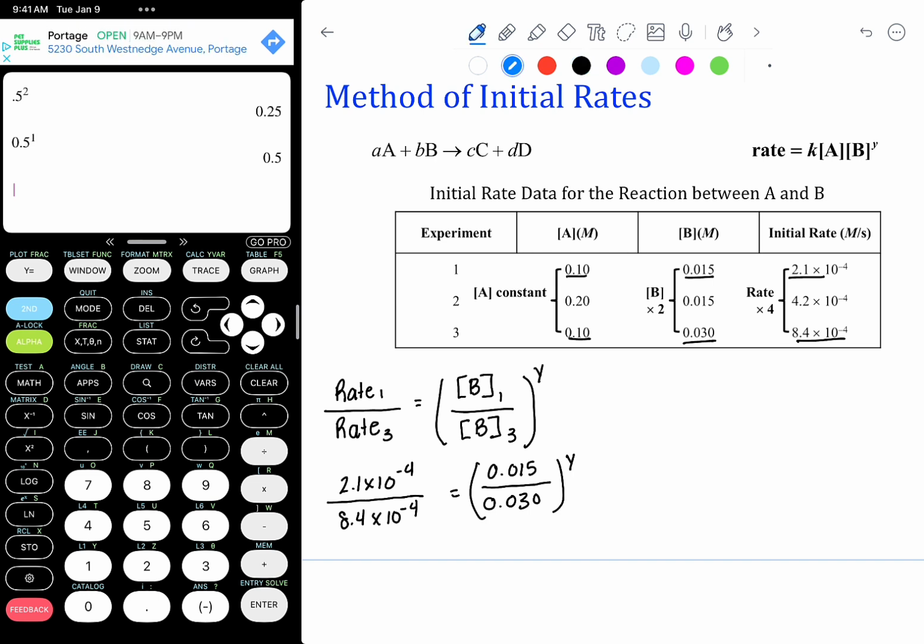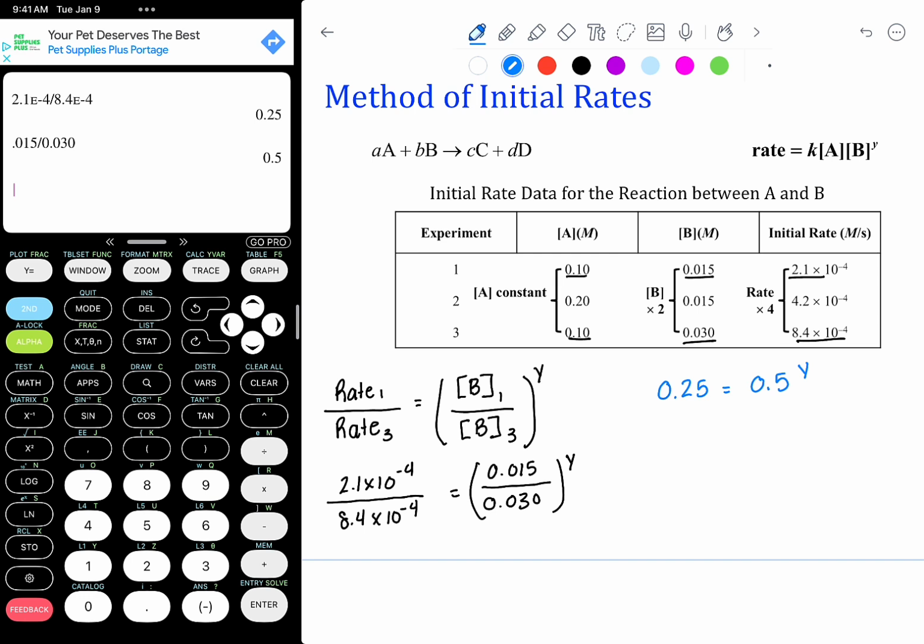So now let's simplify. We have 2.1 times 10 to the minus 4 divided by 8.4 times 10 to the minus 4, and we get 0.25, and that's equal to 0.015 divided by 0.030, and that's a value of 0.5 raised to the y.